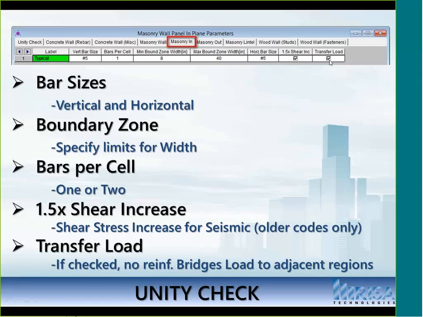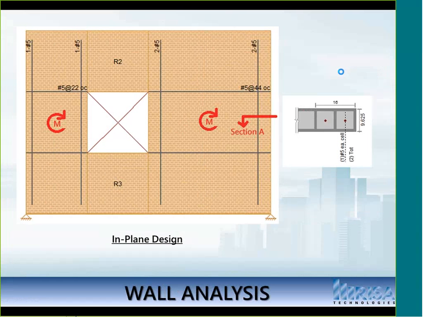Now we also have this transfer load checkbox, and if you have it checked, it means that there will be no boundary zones specified for the non-full height regions. Let me step back for just a second to show you what I mean. In this wall that I'm showing here for in-plane design, these are moments within the plane of the wall, I'm getting design for these 2 full height regions here, but I'm not going to get any design for the regions above or below the opening.